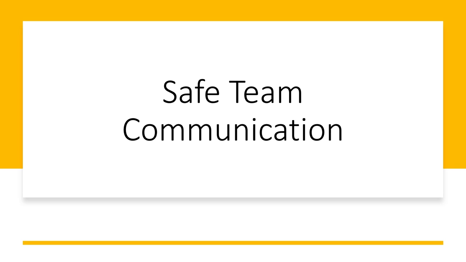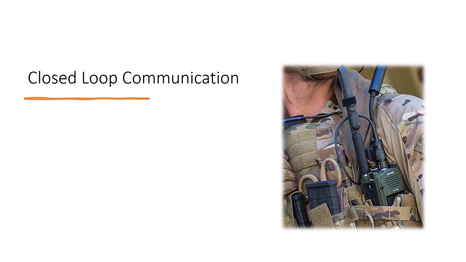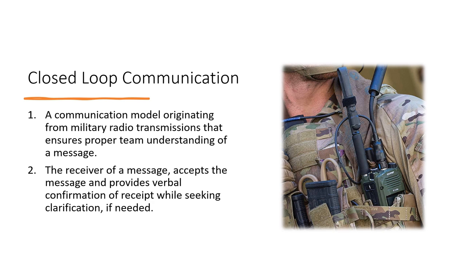Safe team communication. What are the elements of safe team communication? Closed loop communication. A communication model originating from military radio transmissions that ensures proper team understanding of a message. The receiver of a message accepts the message and provides verbal confirmation of receipt while seeking clarification if needed.